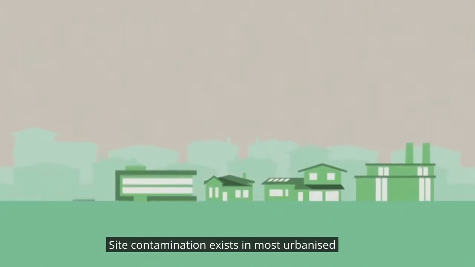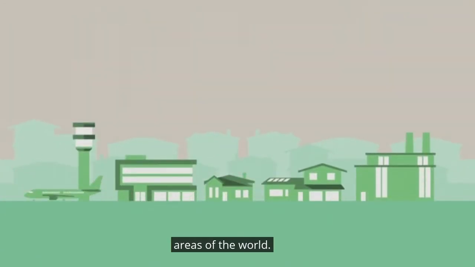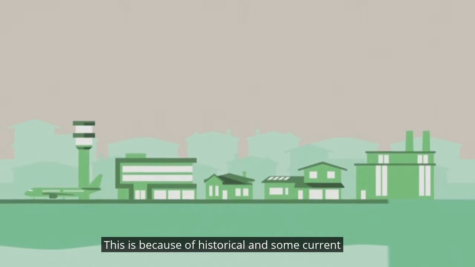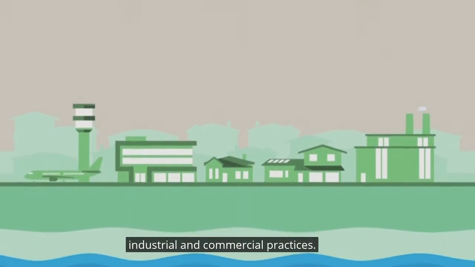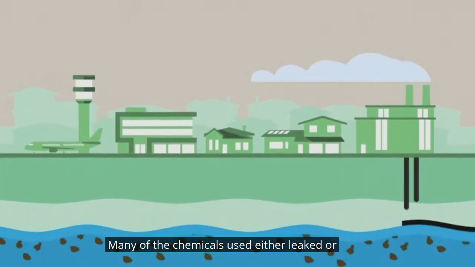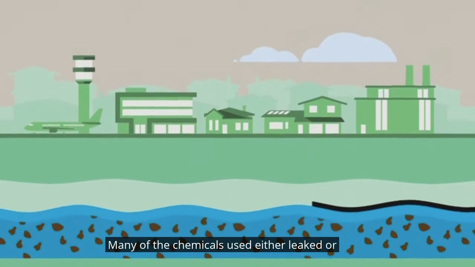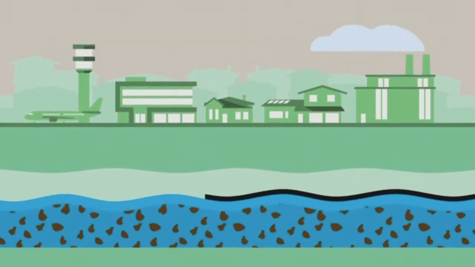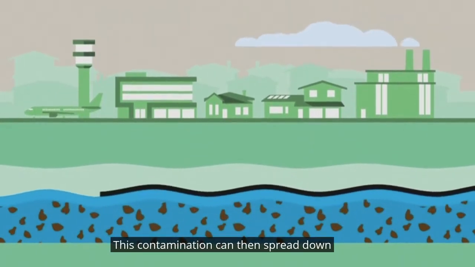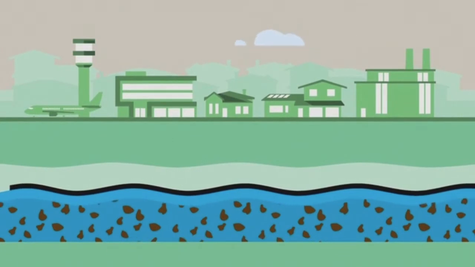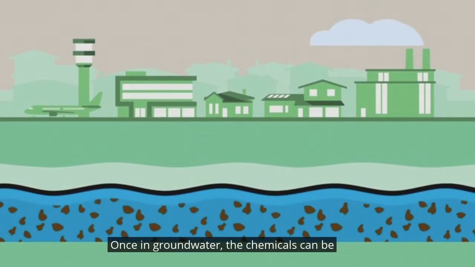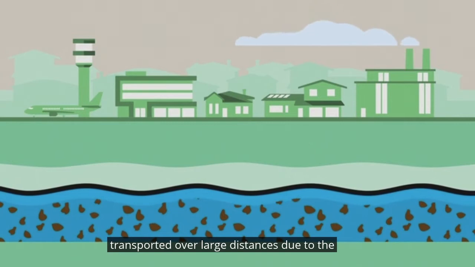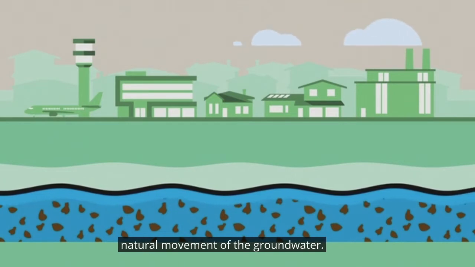Site contamination exists in most urbanised areas of the world. This is because of historical and some current industrial and commercial practices. Many of the chemicals used either leaked or were poured onto the ground. This contamination can then spread down through the soil to groundwater. Once in groundwater, the chemicals can be transported over large distances due to the natural movement of the groundwater.